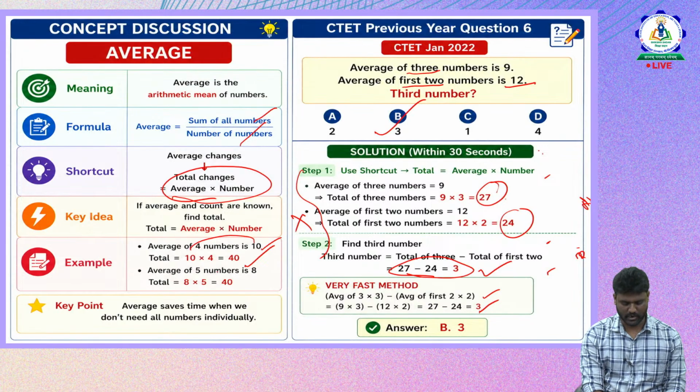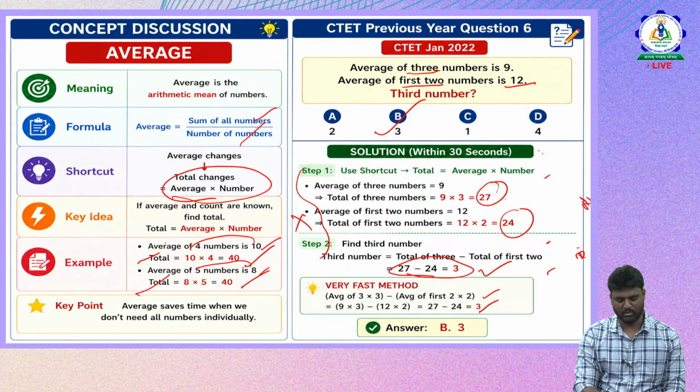Similarly, the average of 5 numbers is 8. So there are 5 numbers and the average is 8, and we need to identify the total of those numbers. In such cases, just multiply 8 into 5 and we will get the answer. We are given the number of items and the given average, and when you multiply both we get the total. So remember these things directly. When you remember these kinds of questions, we can solve them very easily.